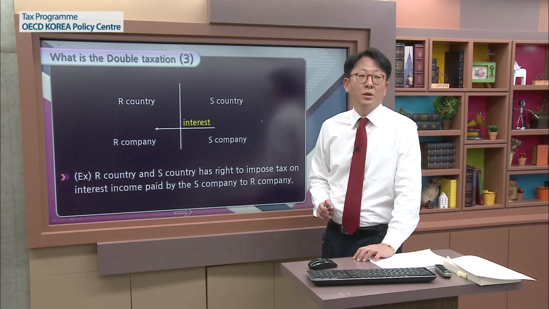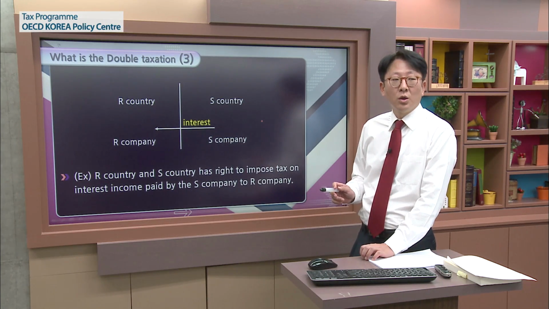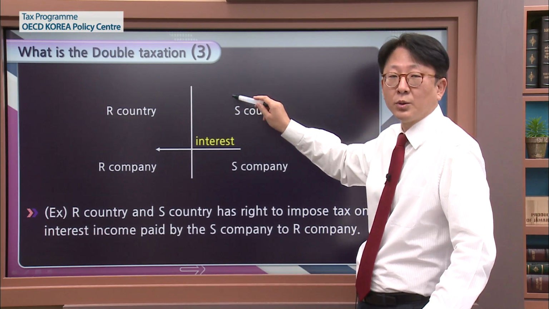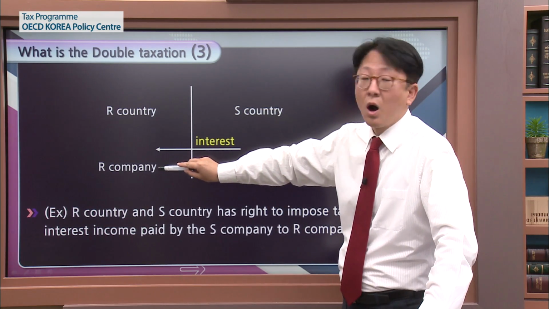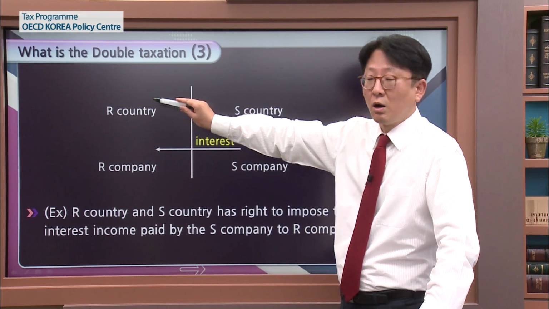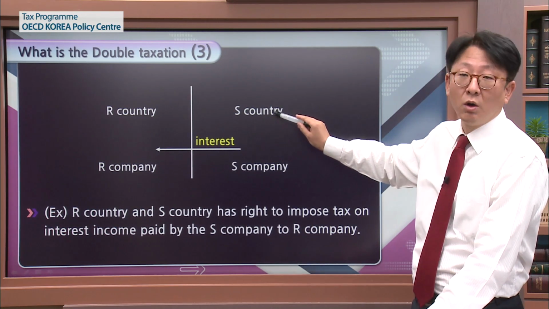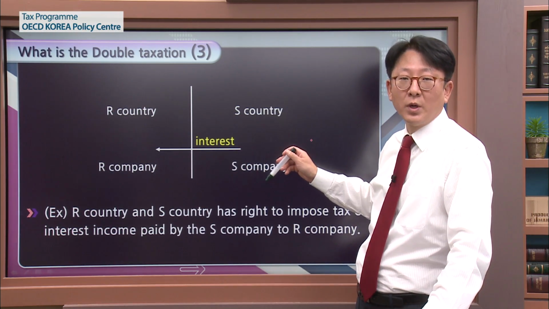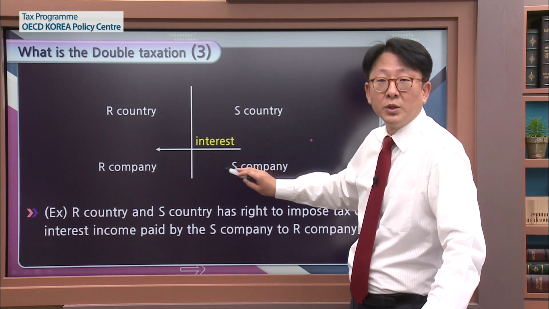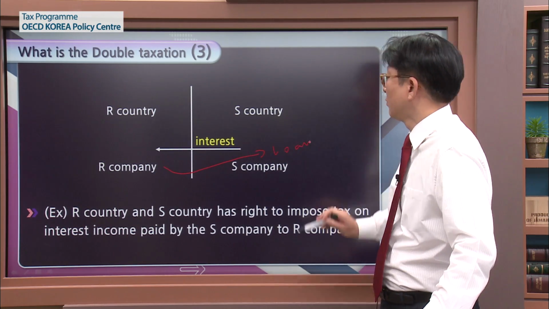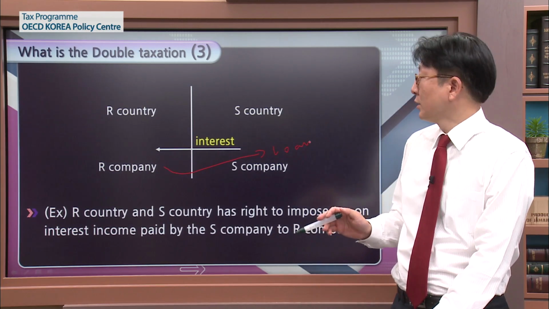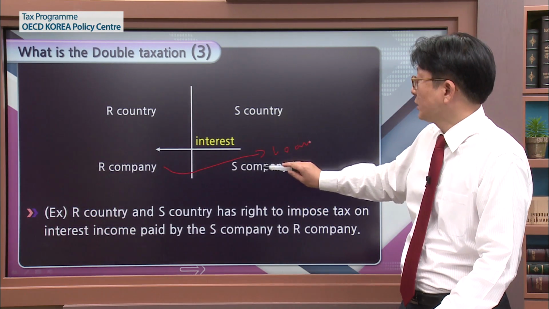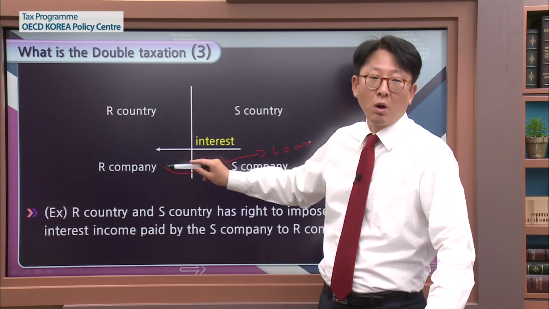Let's take one example here on the interest income incurred between two countries. There is a country R and country S. They are different independent territories in the international world, and R company is the resident of state R, and S company is a resident of state S. Let's suppose that because S needs some funds to make investment in their territory, S company decided to take a loan from R company, which is the resident of country R. In return for taking a loan from R company, S company pays interest income to R company.